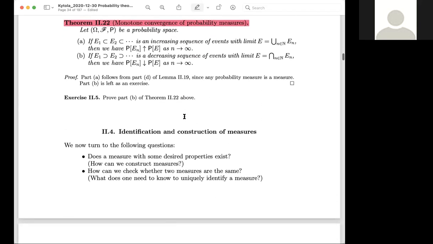And actually, the monotone convergence is repeated once more here as Theorem 2.22. If we have increasing events, so measurable sets now, then the probabilities converge. And actually for probability measures, the decreasing things also work. The limit goes well.